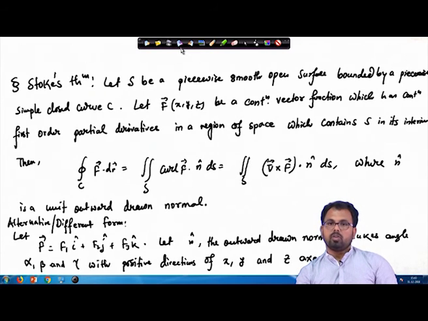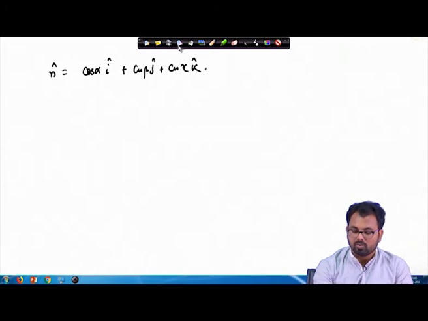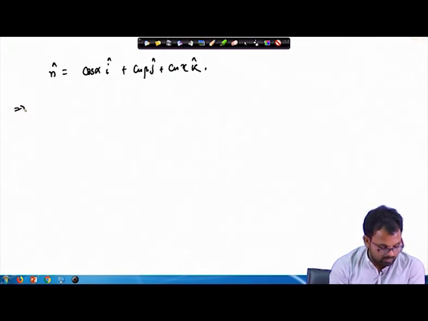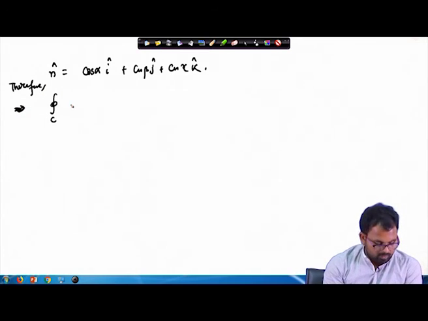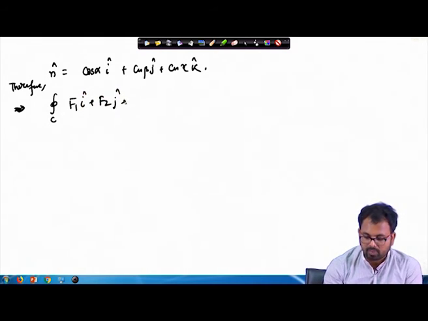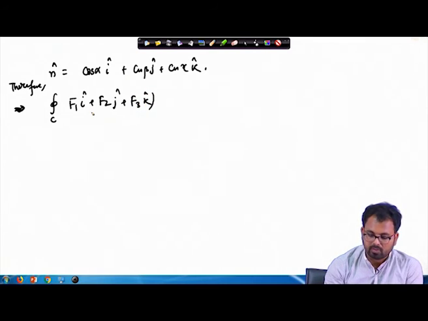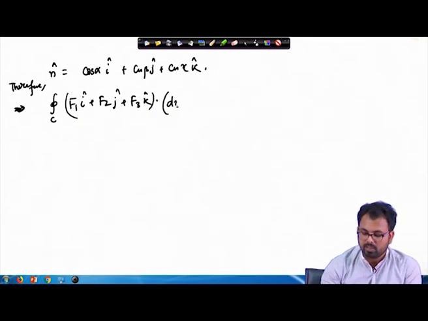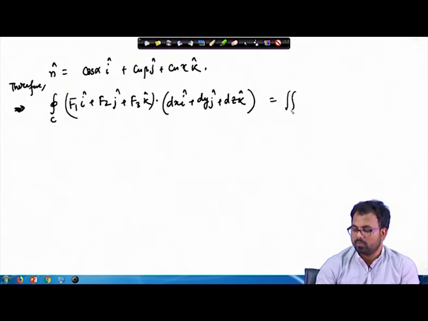So, we basically take a dot product with this normal n which is given here. So, on the left hand side basically we will have the line integral. Therefore, f 1 i plus f 2 j plus f 3 k dot product with dr. dr is basically dx i plus dy j plus dz k equals to the surface integral.